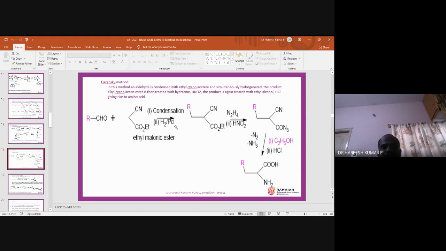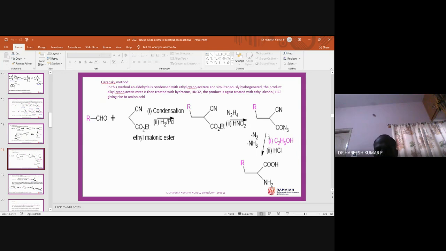So in this method, aldehyde is condensed with ethyl cyanoacetate and simultaneously hydrogenated, to get an intermediate like this. So this intermediate, when it is treated with N2H4, hydrazine, what it will do? It will react with this carbonyl carbon, forming CONHNH2. It's called hydrazide. So that hydrazide, when it is treated with nitrous acid, will give you acid azide.